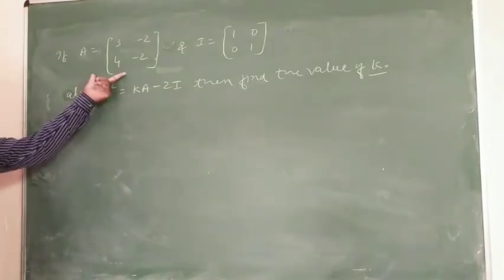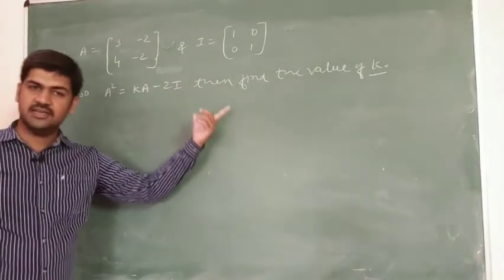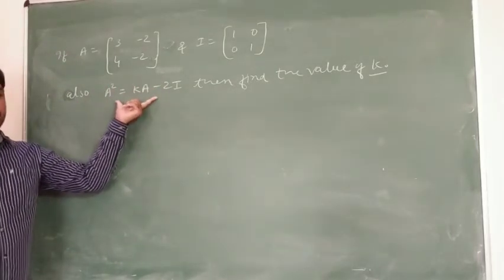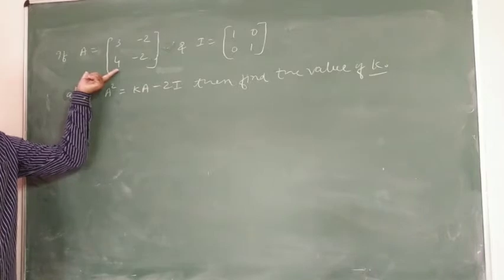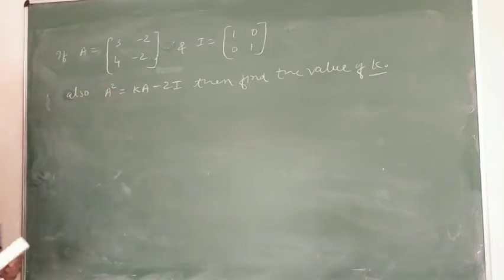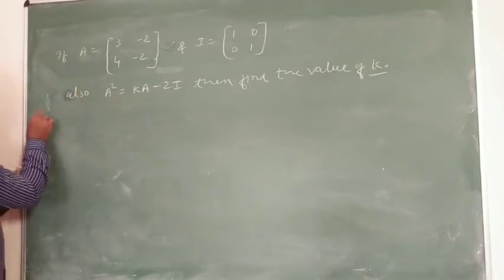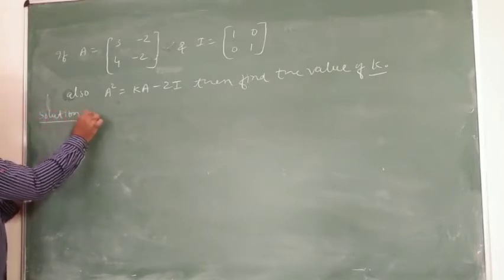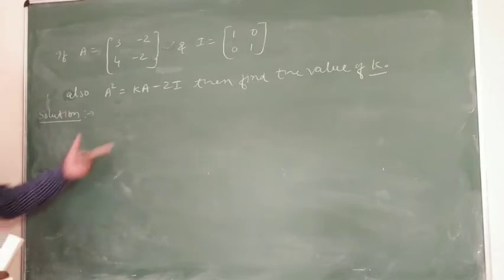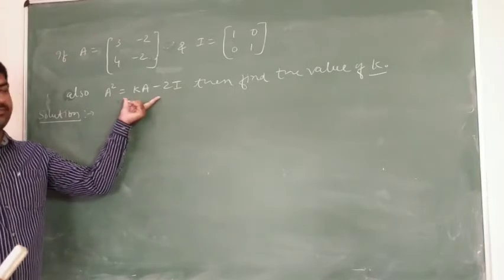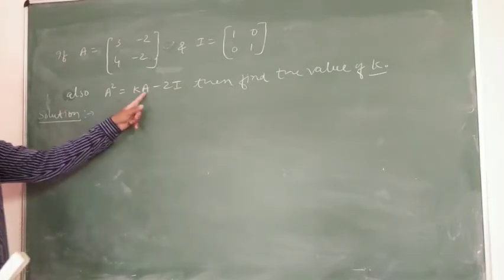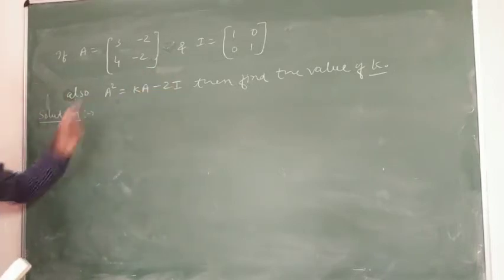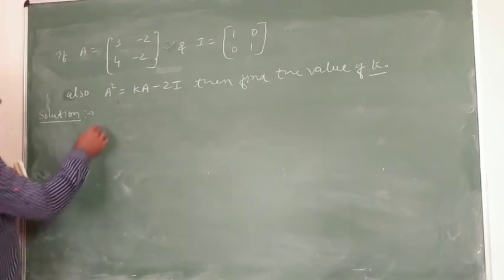What is given? We are given a matrix A, and I is an identity matrix of the same order, and we are given an equation in terms of the matrix A, and we have to find the value of scalar K. So the solution for this particular question, students, will be: first of all, we will get all of the matrices included in this particular equation. In this one, A and I are included, which we have. A square we do not have, so we can quickly find A square.